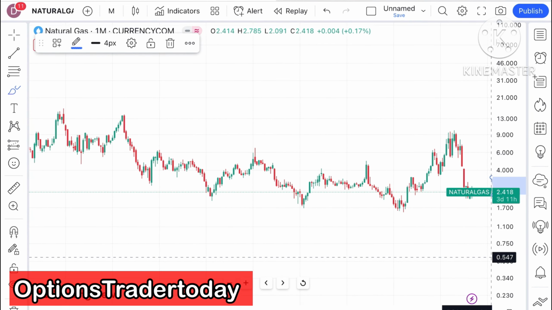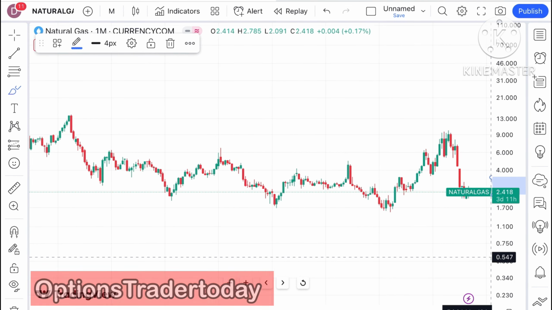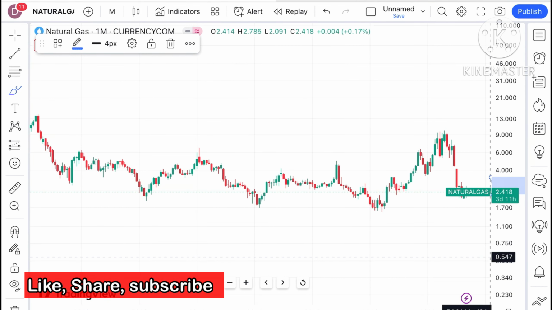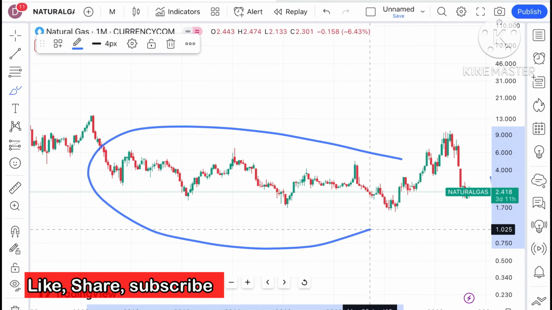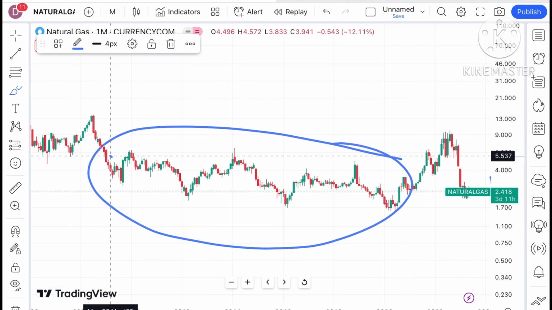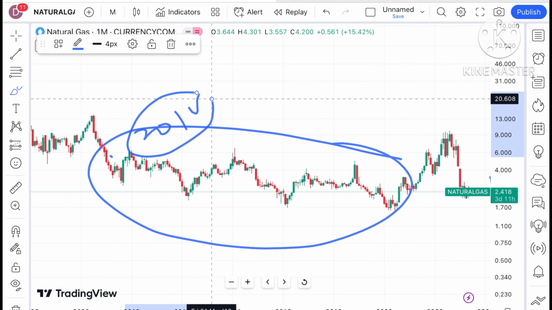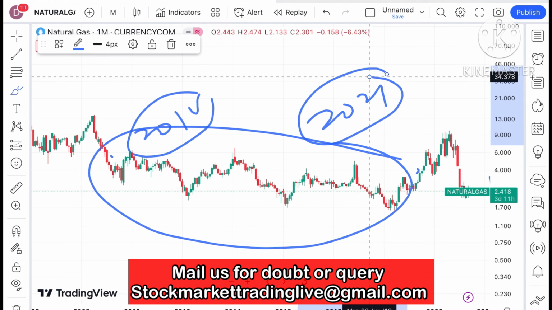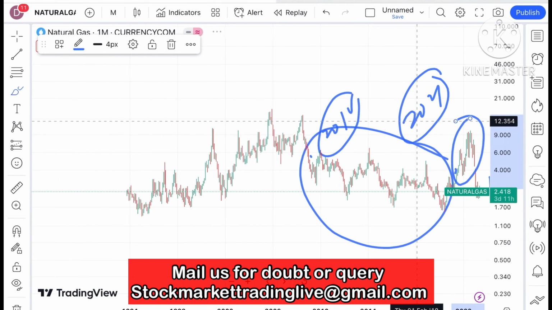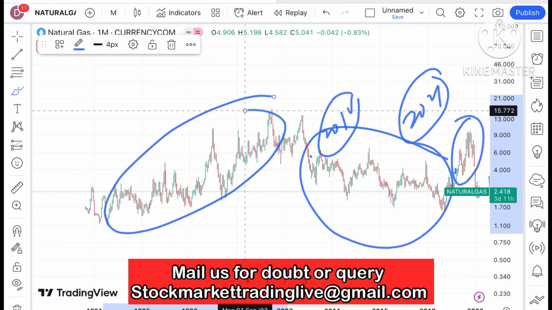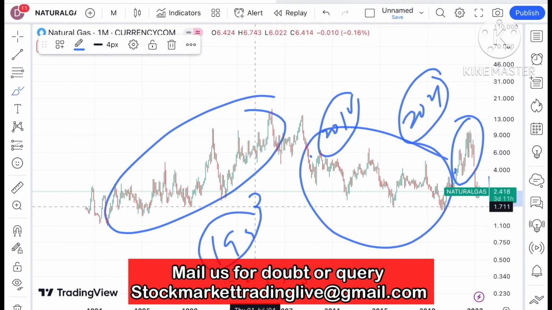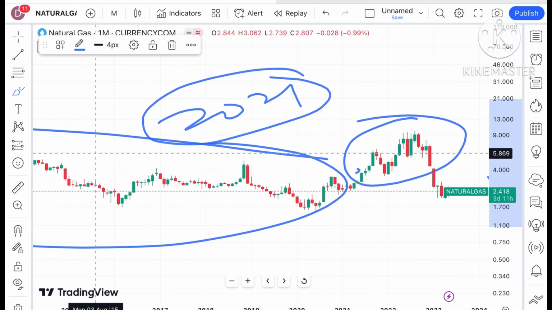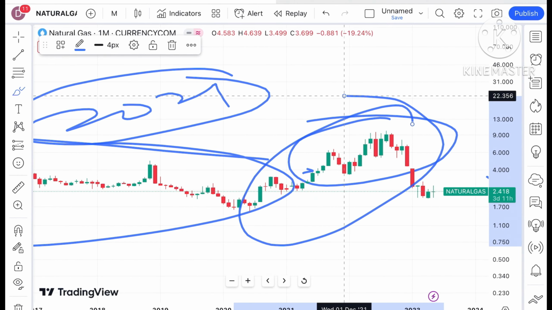Today in this video I will explain how the price of natural gas has moved in the last month and how it can move in the next month. If you look at the chart of natural gas, it has moved in this particular zone since 2010. Till now we have not seen a big event after 2021. That is where we have seen good volatility, and the same volatility we saw in 1990 and 2007. Till this period of 10 years we have seen good volatility, the same volatility we have seen in this particular zone.